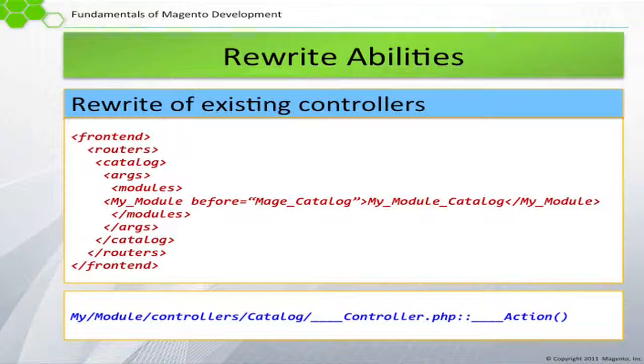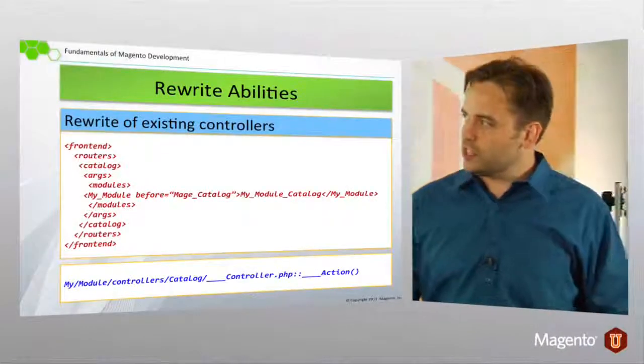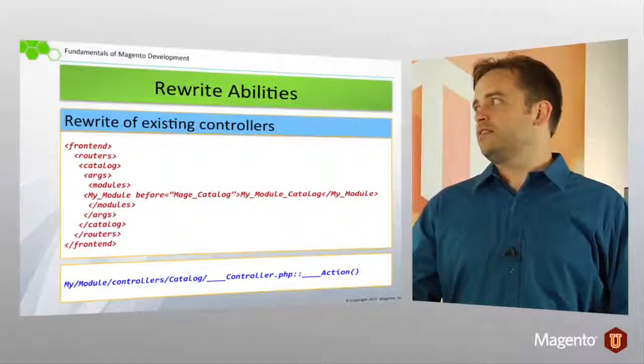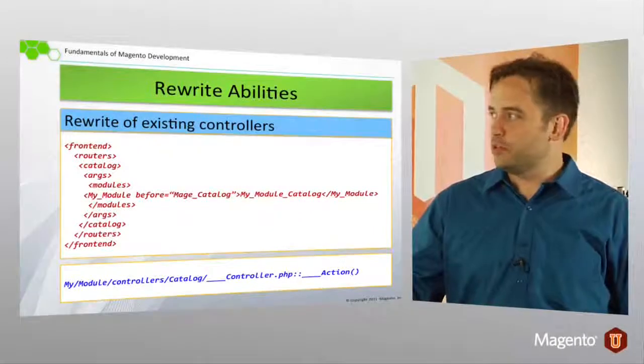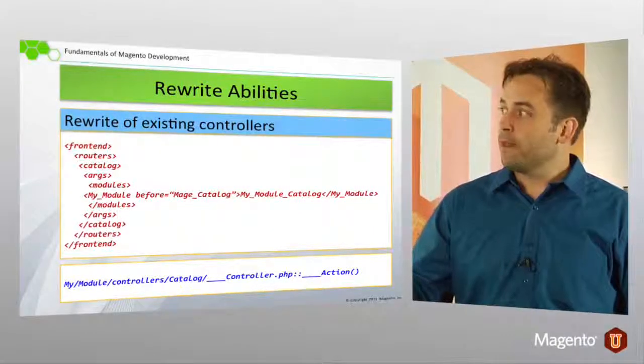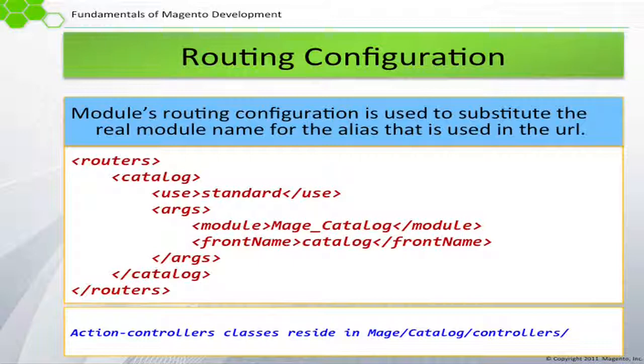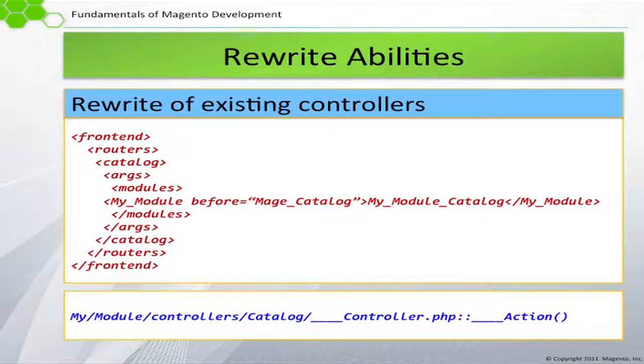Okay? So, take a moment and remember, just like in the previous slide, we had front end, routers, and CMS. In this case, we're doing something with the catalog. But if you recall, front end, routers, catalog, we had an args node, right? And that's where we had our module node and front name node. Well, if in our module we want to rewrite a controller, we can access it this way.